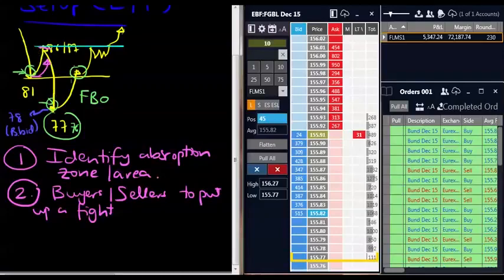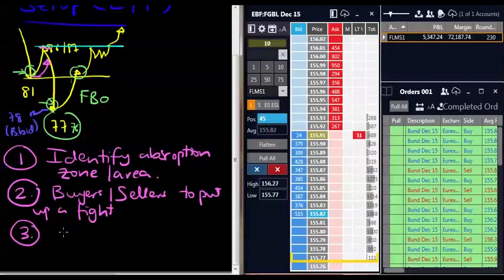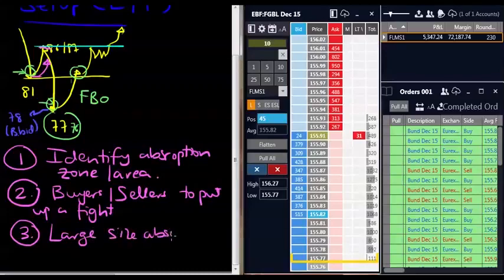We saw the false break, and then when we see potentially large size absorbed. Up until we got here, we didn't trade that much size. At 78s, we had about 1,000 lots. You see 990, about 1,000 contracts actually got absorbed there. So we saw a significant amount get taken out and absorbed at that price.